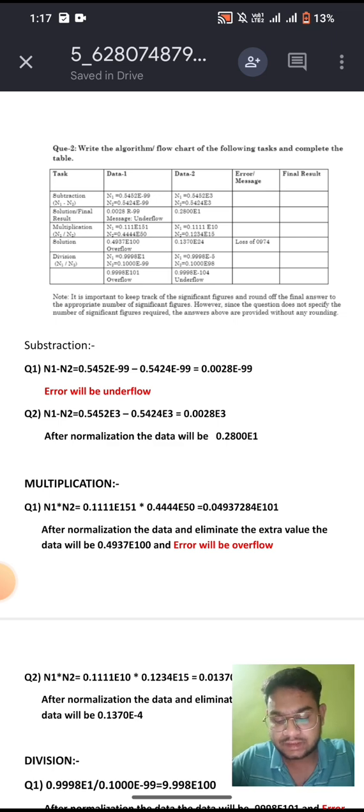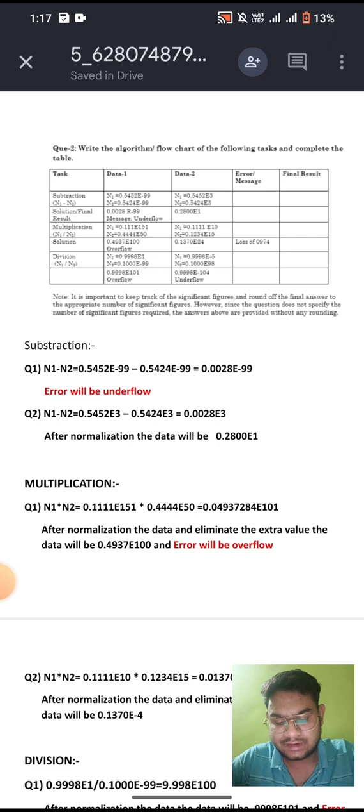Question 2: n1 into n2 is equal to 0.1111 e10 into 0.1234 e15 is equal to 0.01370974 e5. After normalization and eliminating the extra value, the data will be 0.1370 e4.